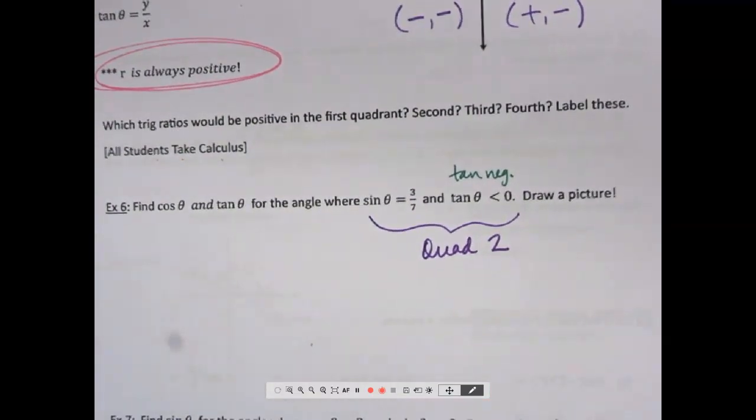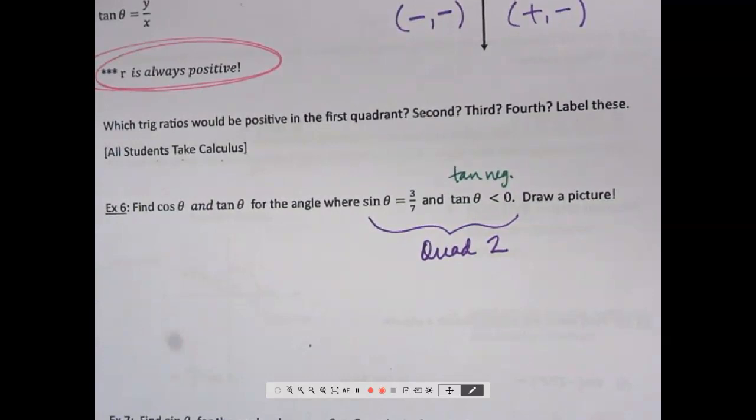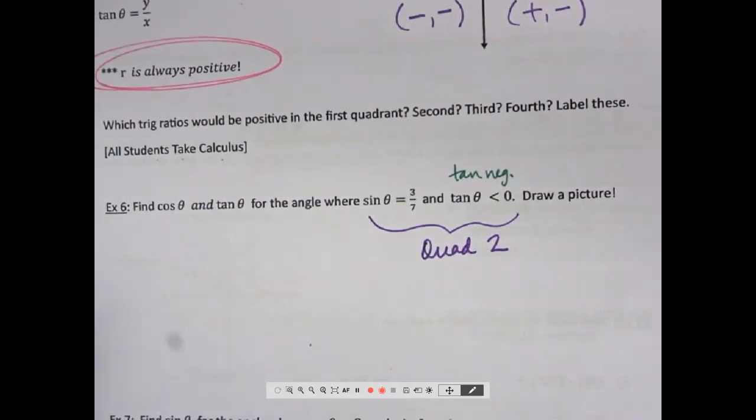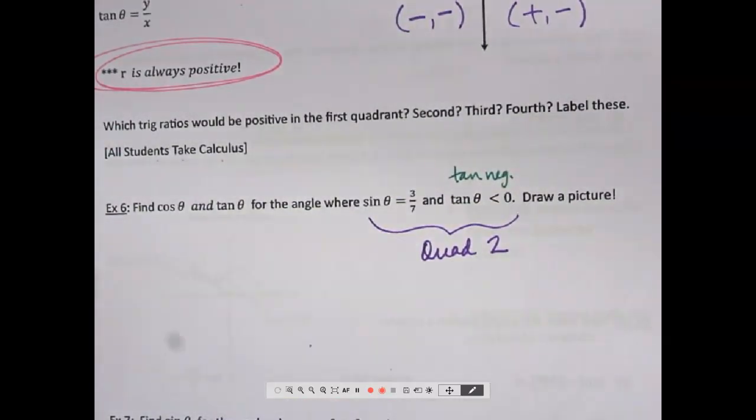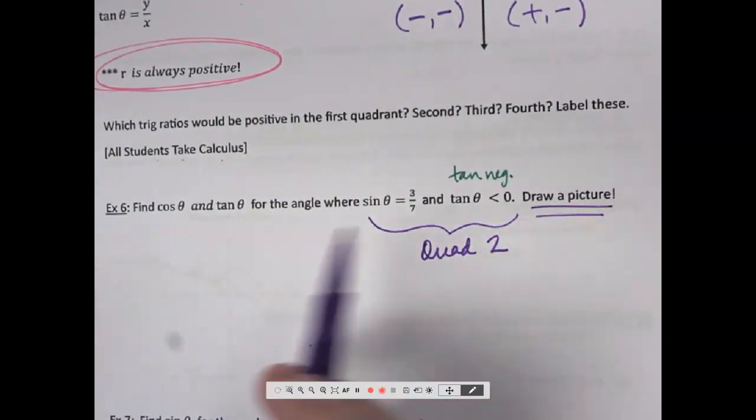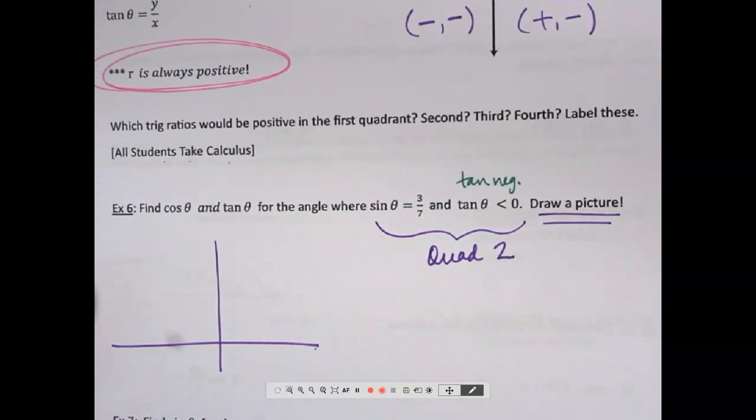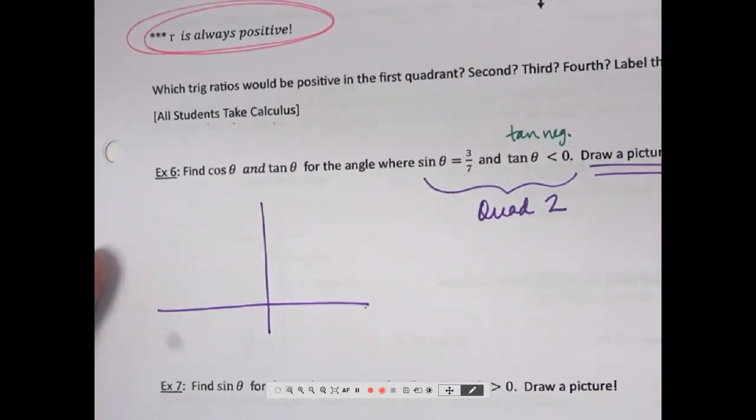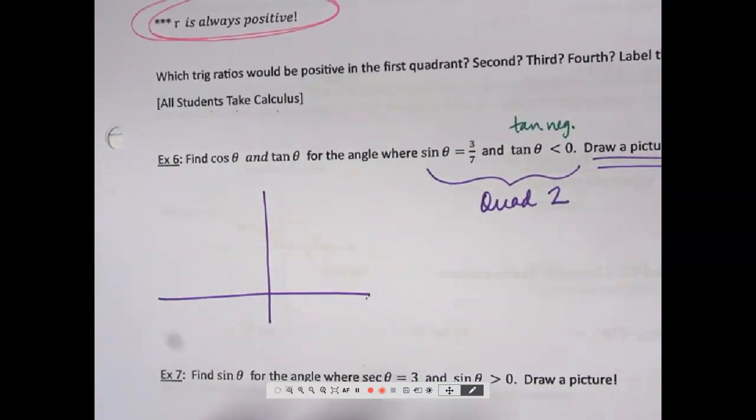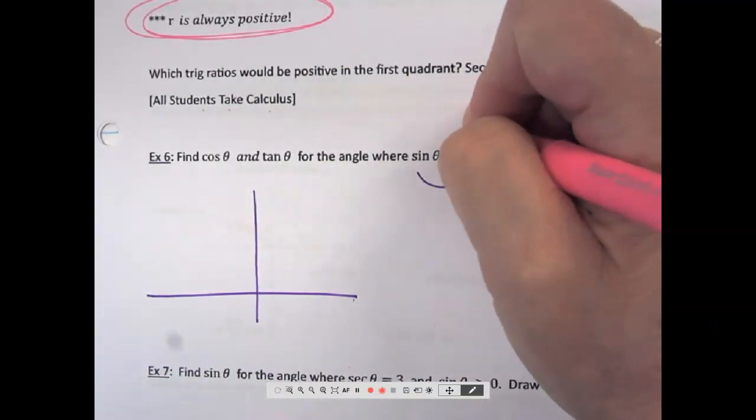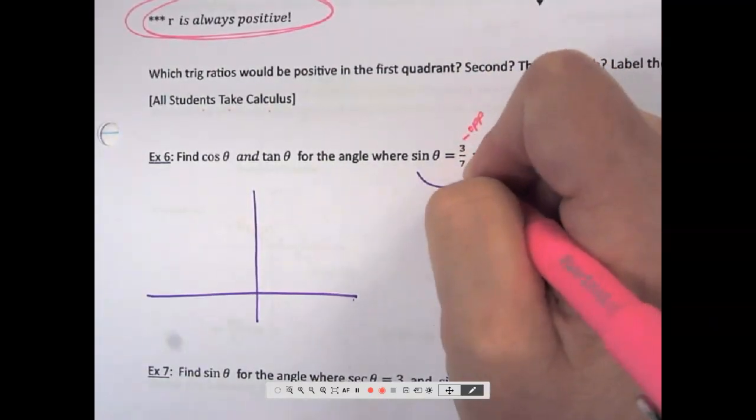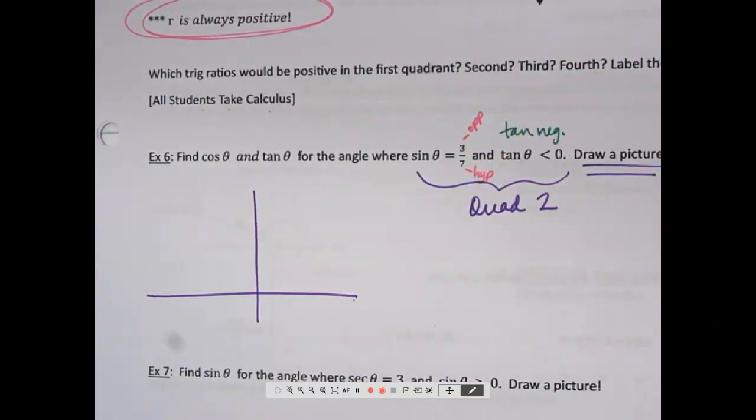Who has a question on that? Okay. All right, so once you figure out your quadrant, then we're going to draw a picture. So I'm going to be in quadrant 2. Sine is 3/7. Well, sine is opposite over hypotenuse. So I'm going to label a triangle.